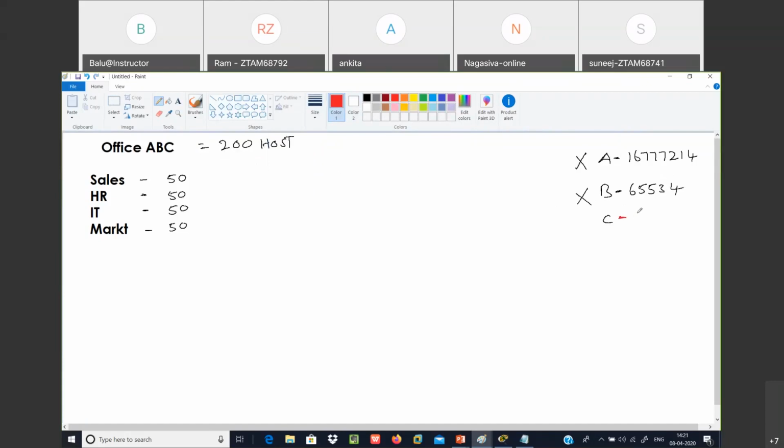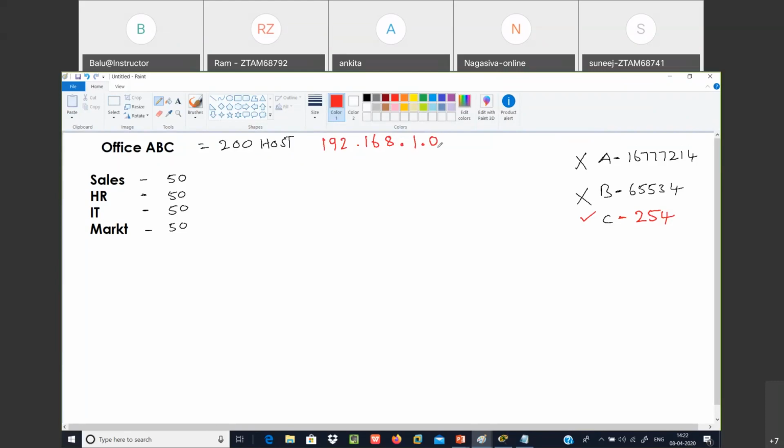You know why? Because we have 254 IPs for each network, right? Even though the Office ABC requirement is 200, the nearest possible size is class C. So now tell me, guys, a class C example IP address. Finally we have decided class C, but tell me one class C network IP address. 192.168, okay, right. So I'm also using this: 192.168.1.0.